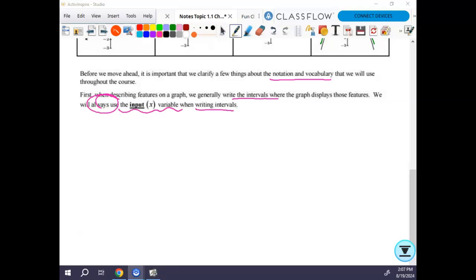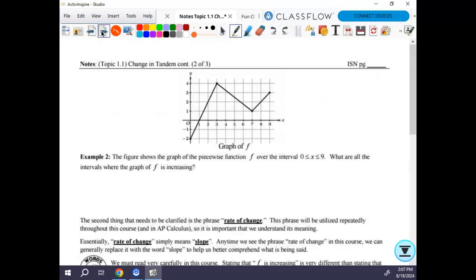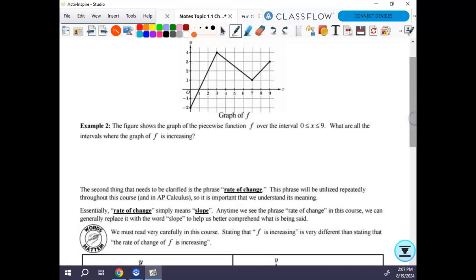All right, so if you grab your notes for today, they're also going on page 22. I will explain how that will work once we are to that point. And we're going to work through a bunch of examples here. So we have a function here, and it says the figure shows the graph of the piecewise function f over the interval from 0 to 9.